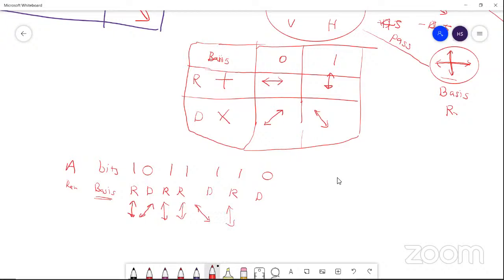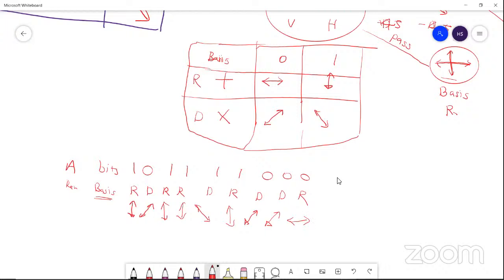Now I want to send 0 in D basis. 0 in D basis will be a plus 45 polarized photon. Let's suppose two more bits I want to send: 0 in D basis and 0 in R basis. For 0 in D basis, again plus 45 polarized. And again, I want to send 0 in R basis, so horizontally polarized.